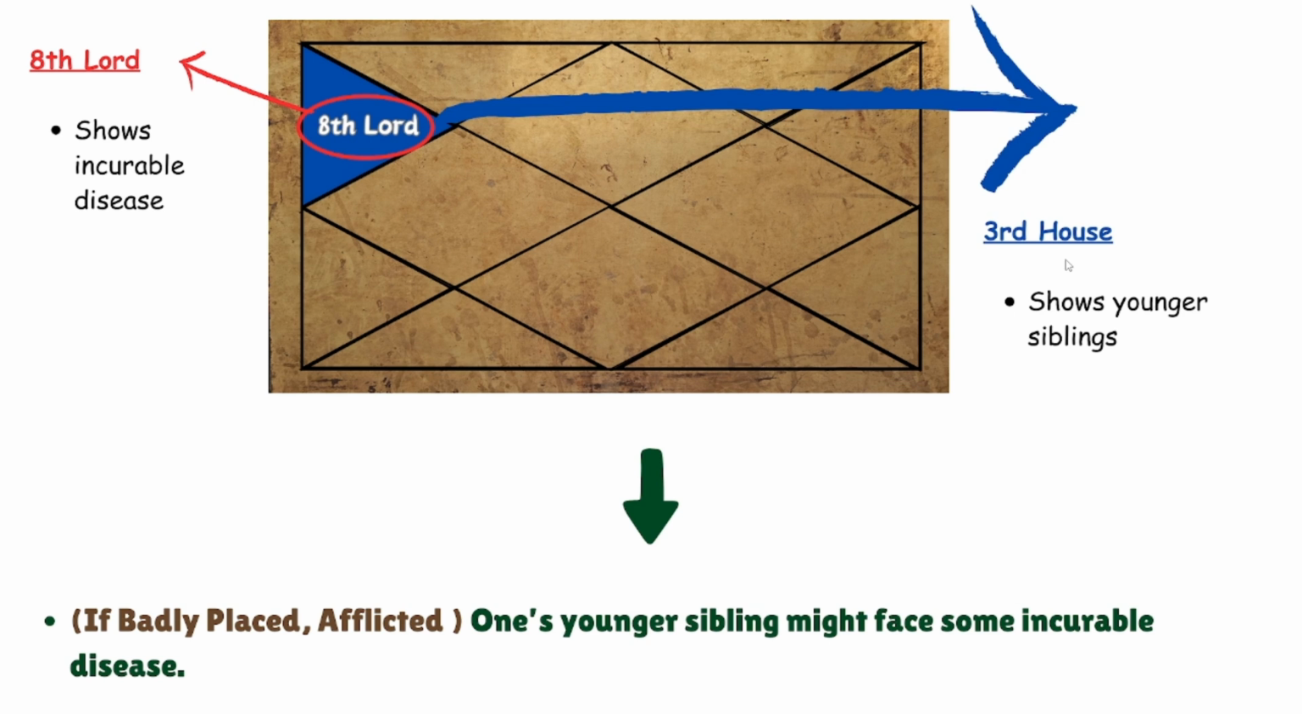If this is badly placed or afflicted, then either one might not be blessed with a younger sibling at all, or if a younger sibling is there, he or she might face some incurable disease if it is very badly placed, especially in the respective dasha period. The dasha period has to be supportive for any results to happen.